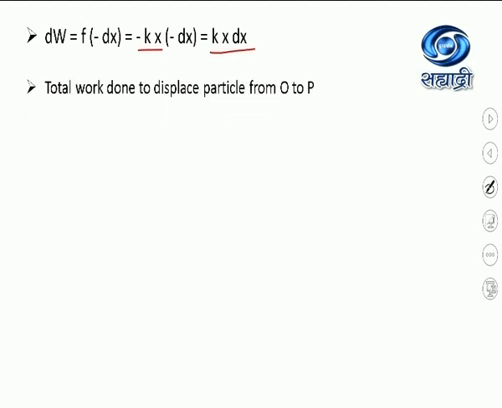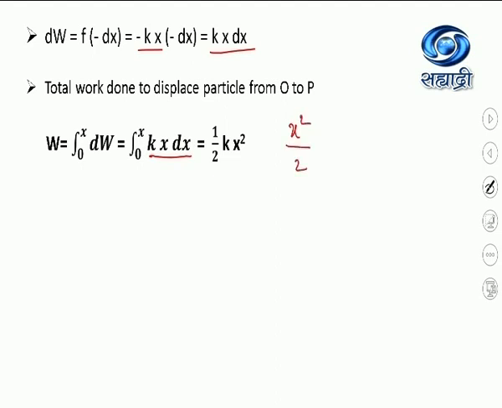In order to determine the total work done to displace the particle from the mean position O to the position P at a given instant of time, the work done is the integration of dw from 0 to x, because 0 stands for the displacement at O, which is the mean position, and the displacement at particle P is x. So the total work done is integration dw. Let us substitute the value here, kx dx, out of which k is a constant. So we have integration x dx, and integration x dx is x square by 2.